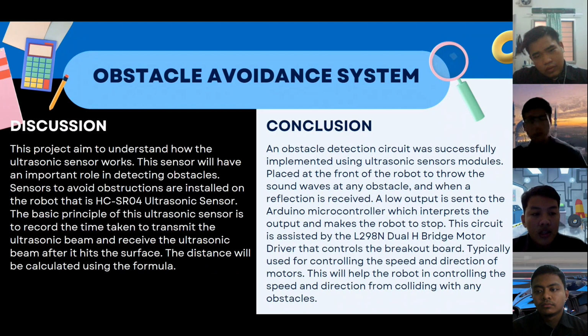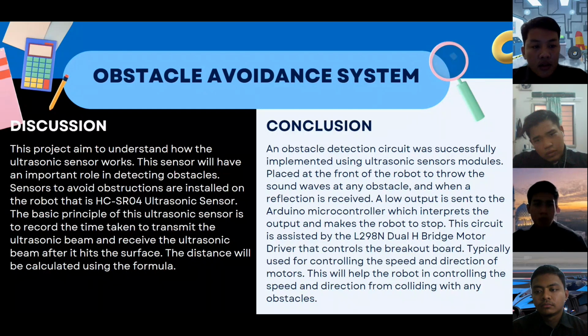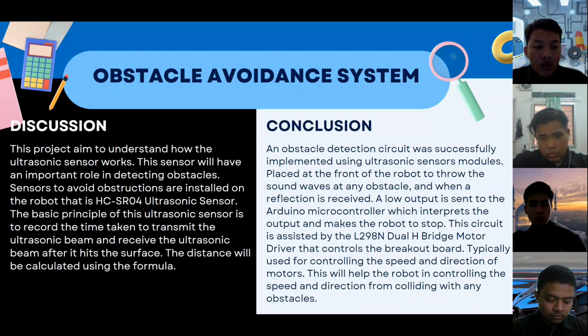Okay, for the discussion, this project aims to understand how the ultrasonic sensor works. The sensor will have an important role in detecting obstacles. The sensor to avoid obstruction installed on the robot is the HC-SR04 ultrasonic sensor. The basic principle of this ultrasonic sensor is to record the time taken to transmit the ultrasonic beam and receive the ultrasonic beam after it hits the surface. The distance will be calculated using a formula.